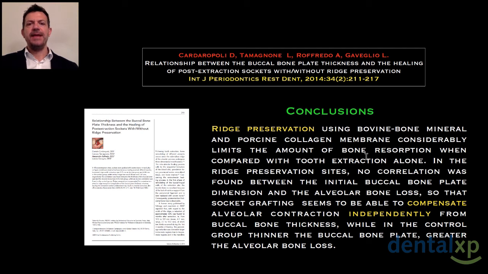No correlation is found between the buccal bone plate dimension at the baseline and the alveolar bone loss, so we can say that socket grafting seems to be able to compensate alveolar contraction independently from the buccal bone thickness, while in the control group with spontaneous healing, the thinner the buccal bone plate, the greater the alveolar bone loss.